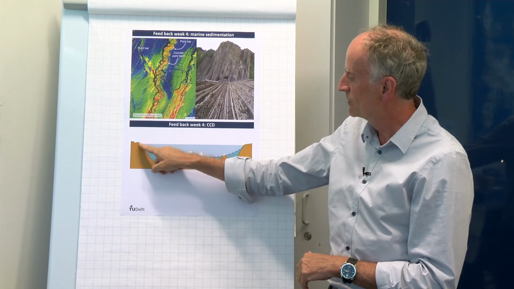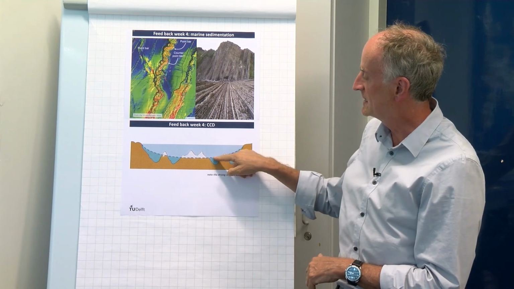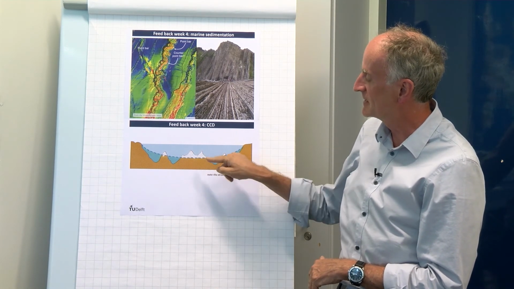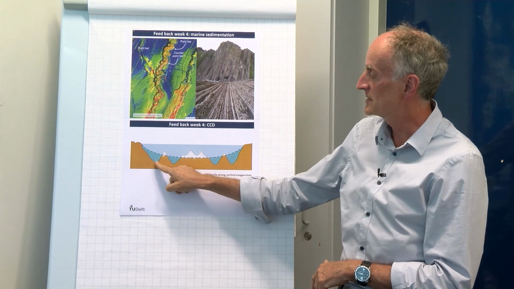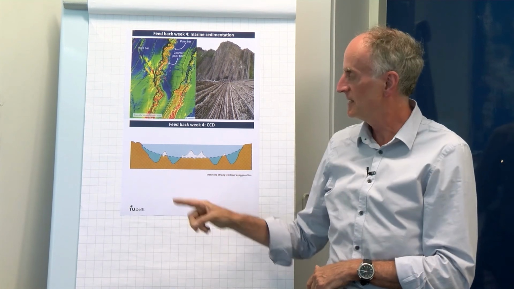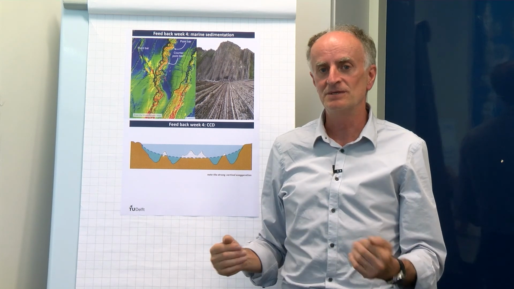If we have cold temperatures and we have a lot of production, then we can get a CCD like this. Where the seafloor is higher than the CCD, we will find carbonate-rich sediments. In parts of the seafloor which lie deeper than the CCD, sediments will have no carbonates and will be dominated by silica. Thank you very much, and we'll see you next week.